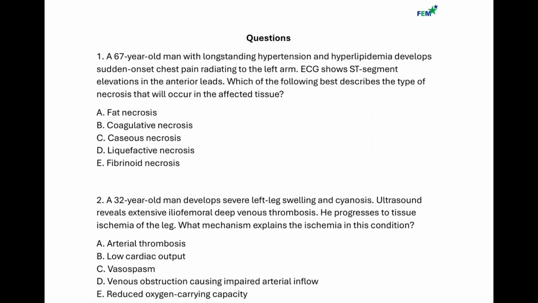So we've come to the end of today's video. So let's do some questions together. The first question: a 67-year-old man with long-standing hypertension and hyperlipidemia develops sudden onset of chest pain radiating to the left arm. So he has a history of coronary artery disease, with hypertension and hyperlipidemia. And now he's having sudden chest pain radiating to the left shoulder. So that's concerning for cardiac ischemia, right? EKG shows ST elevation in the anterior leads, right? If you see ST elevation in the anterior leads, you worry about what? LAD occlusion. Which of the following best describes this type of necrosis that will occur in the affected tissue?